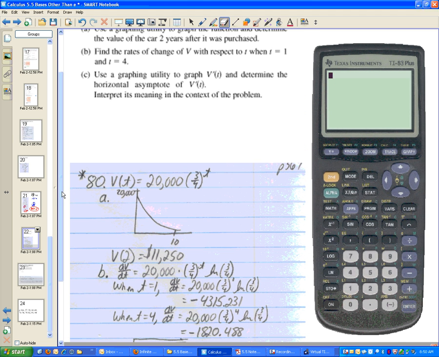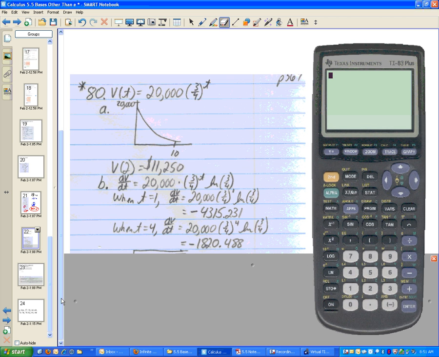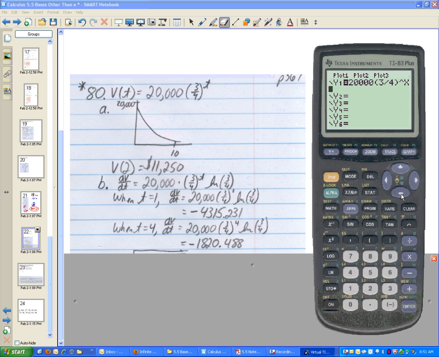All right, C. Use a graphing utility to graph v prime of t and determine the horizontal asymptote of v prime of t. Interpret its meaning in the context of the problem. Oh my gosh, they're going to expect us to think. How dare they? Who do they think we are is a better question.